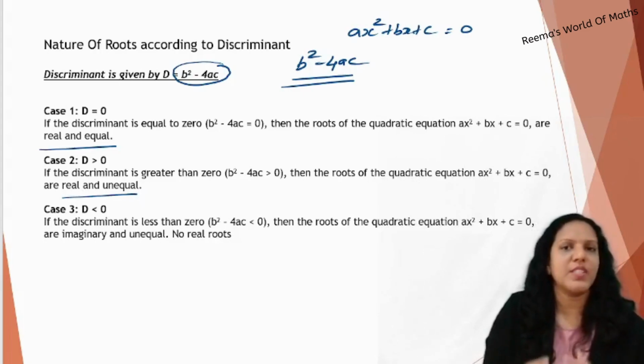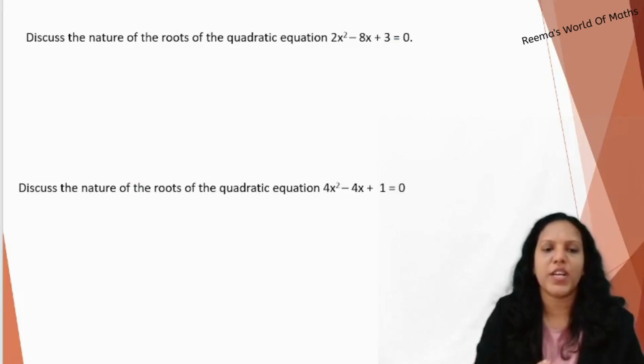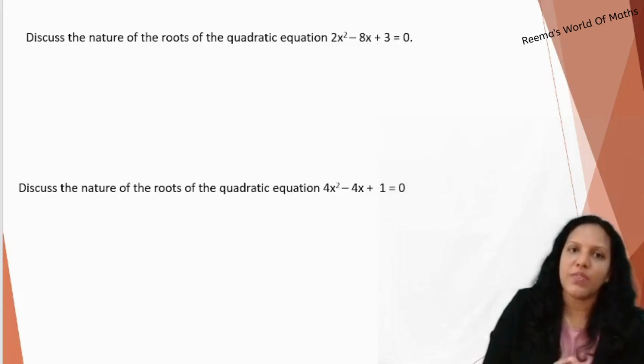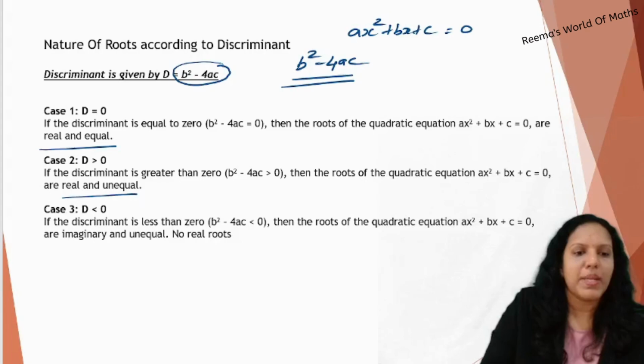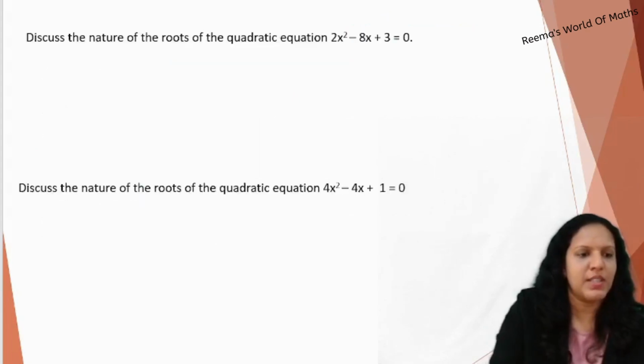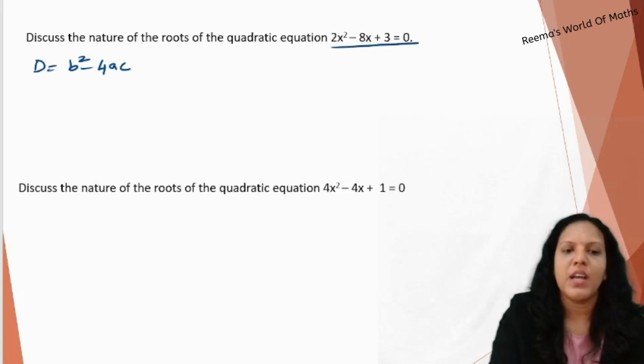Now let's see two questions to verify these cases. Discuss the nature of the roots of the quadratic equation 2x squared minus 8x plus 3. First, we need to find the discriminant. So the discriminant is b squared minus 4ac. So D is equal to b squared minus 4ac. Correct? In this quadratic equation, we can write a is equal to 2, b is equal to minus 8 and c equals 3.